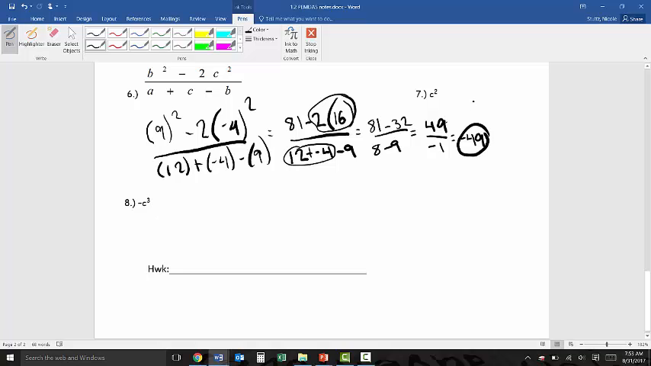So my final answer was negative 49. Just don't be confused by the negatives. You just go with them one at a time. Make sure when you square negative 4.